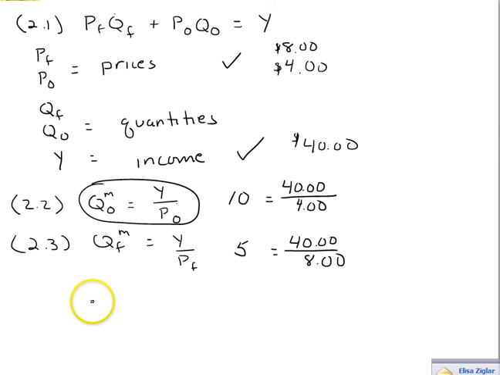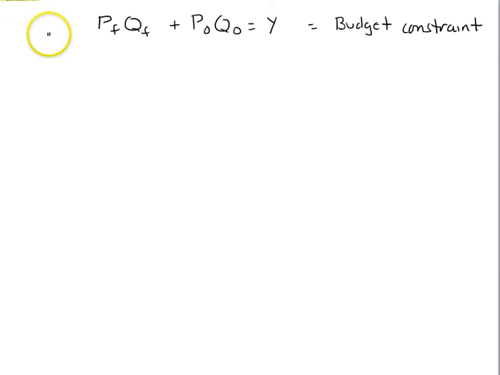Going back, we say this is the budget constraint. The budget constraint is the price of food times the quantity of food plus the price of other goods times the quantity of other goods, and that exhausts all of my income. What I'd really like to do, though, is to be able to graph a budget line. So far, what we have is a budget constraint. So is there a way that I can say the price of food times the quantity of food plus the price of other goods times the quantity of other goods equals income, which is the budget constraint, and rearrange it into a budget line?